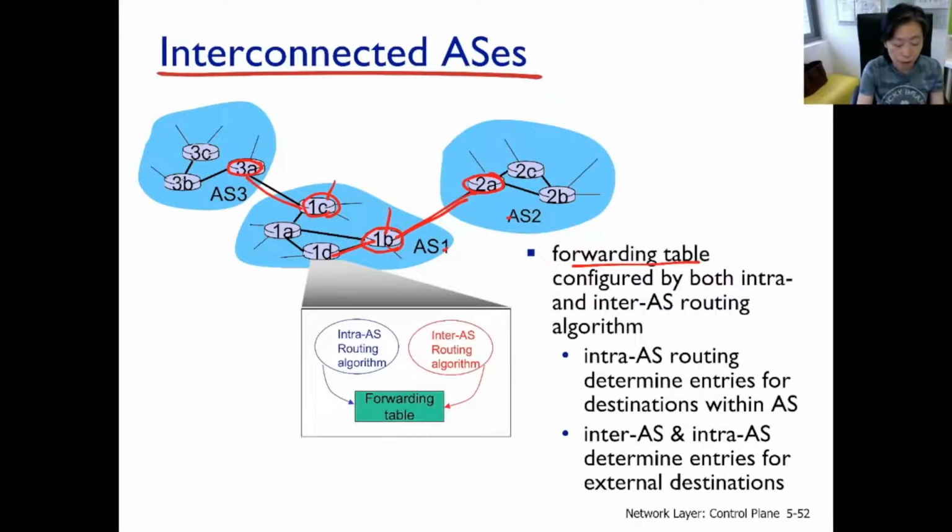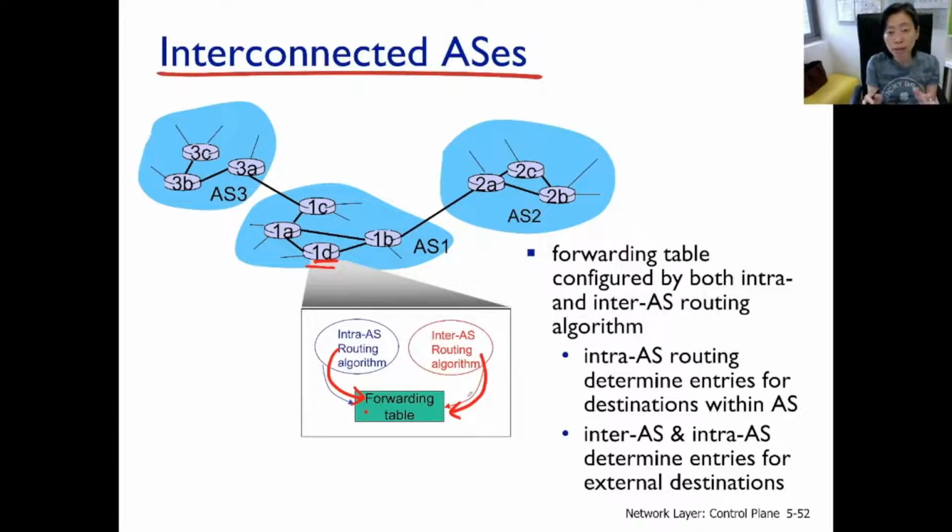Now, let me show you an example here. 1D is one of the routers existing on the internet. What's going to happen there is the forwarding table is not going to be contributed just from the intra-AS routing algorithm. It would also be contributed from the inter-AS routing algorithm.